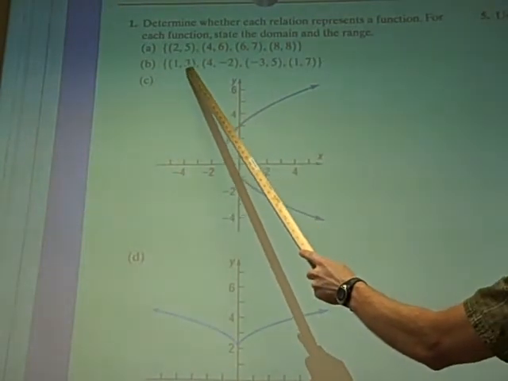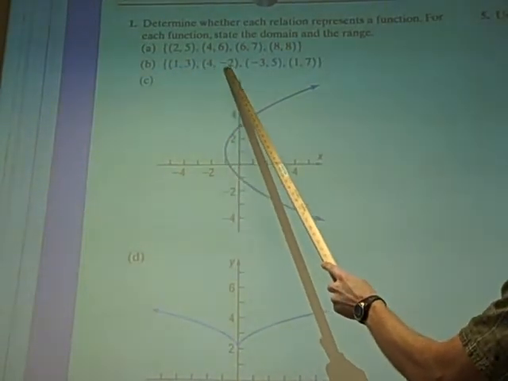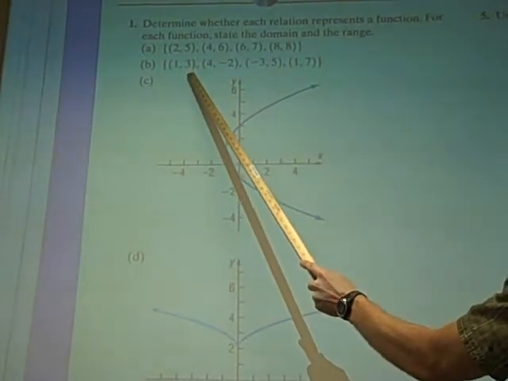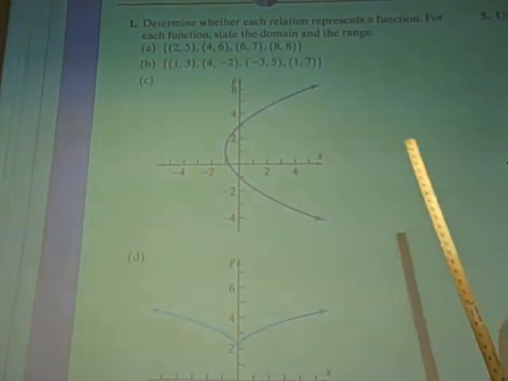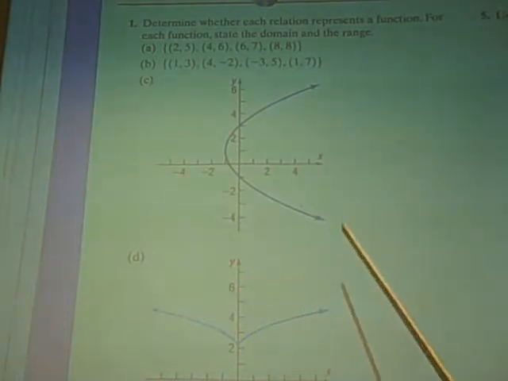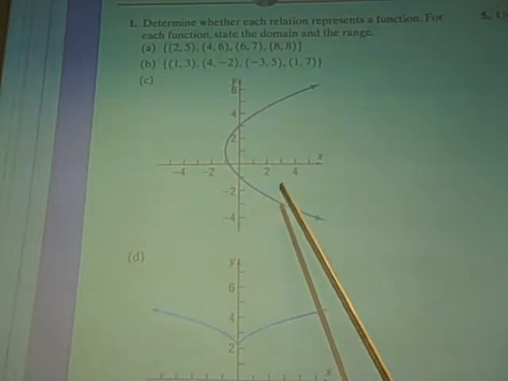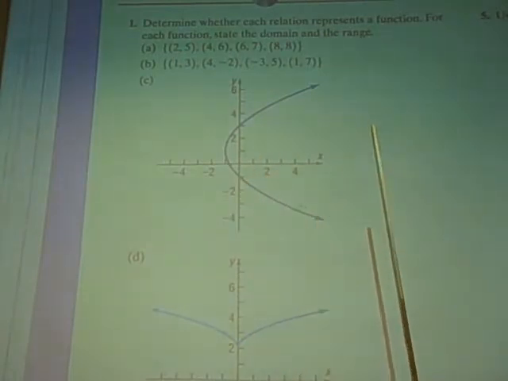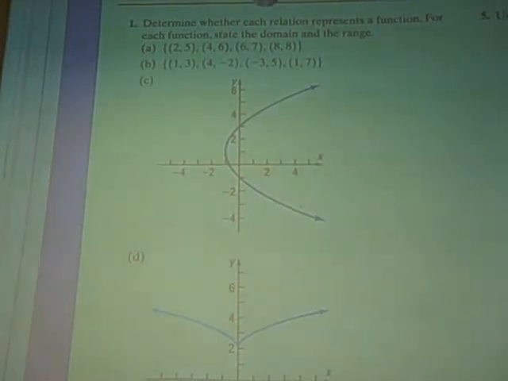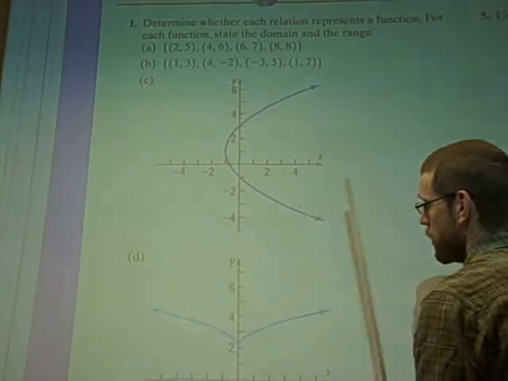For B, we have 1 mapped to 3, 4 mapped to -2, -3 mapped to 5, and 1 mapped to 7. So we have 1 getting mapped to 3 and 1 getting mapped to 7. Since the input of 1 has 2 outputs, B would not be a function. Part C, we can use the vertical line test because it's a graph. It does not pass the vertical line test, so it's not a function. And then D does pass the vertical line test, so it is a function.